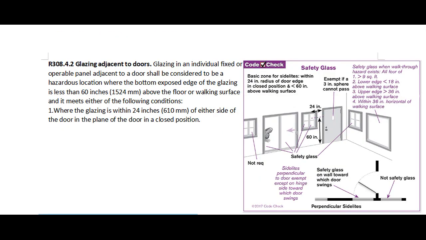R308.4.2 Glazing adjacent to doors. Glazing in an individual fixed or operable panel adjacent to a door shall be considered to be a hazardous location where the bottom exposed edge of the glazing is less than 60 inches above the floor or walking surface, and it meets either of the following conditions. 1. Where the glazing is within 24 inches of either side of the door, in the plane of the door, in a closed position.